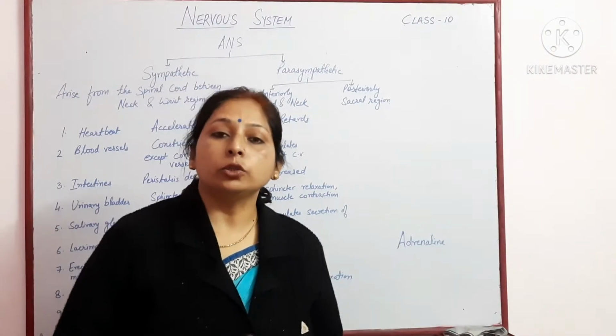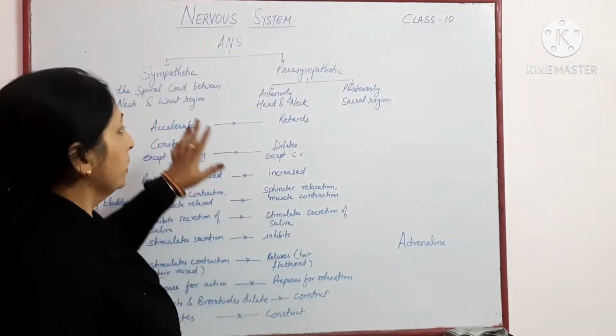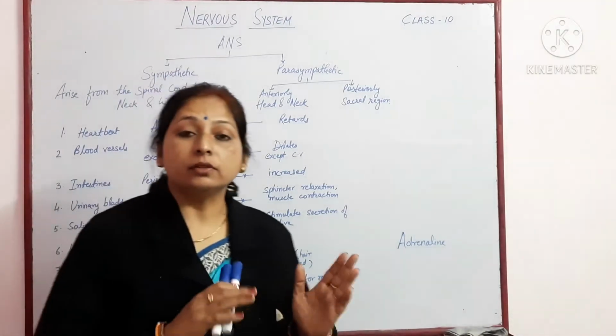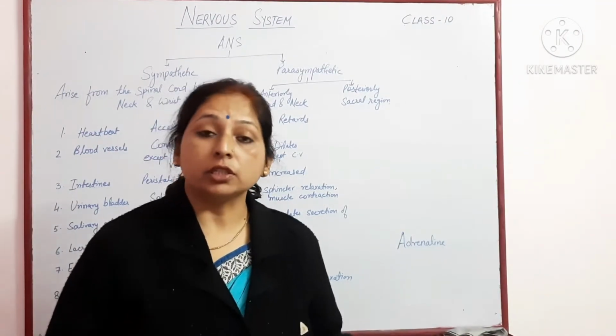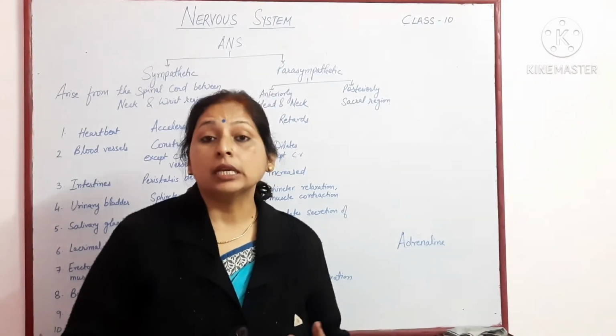ANS, or autonomic nervous system. It has two different nervous supplies, which control the functioning of various organs.